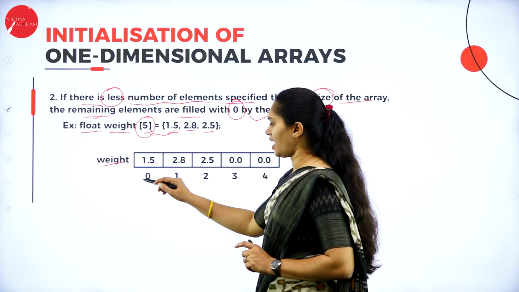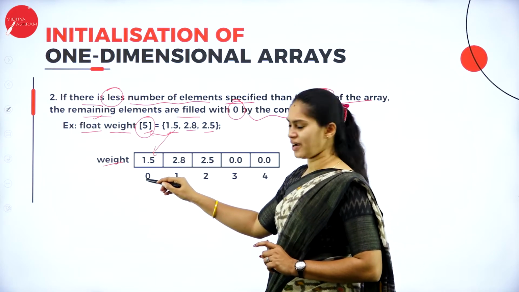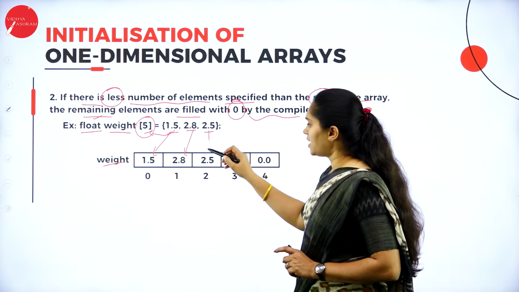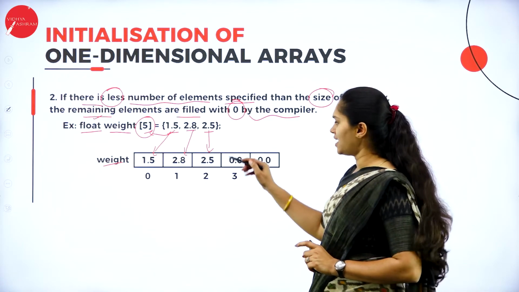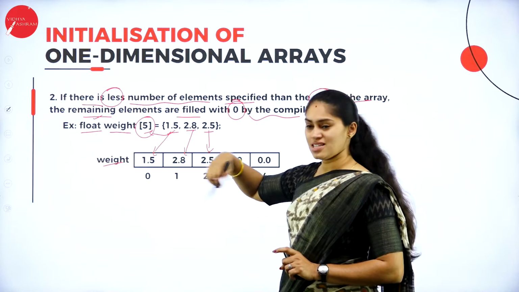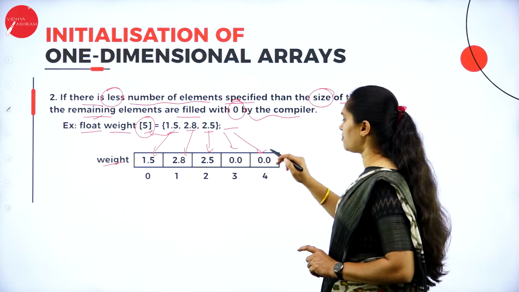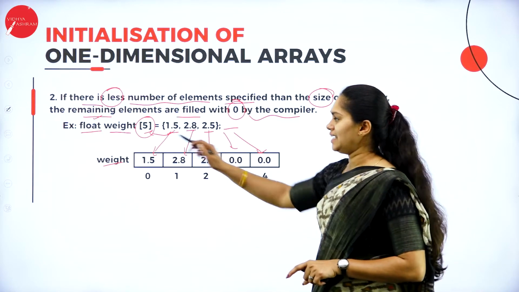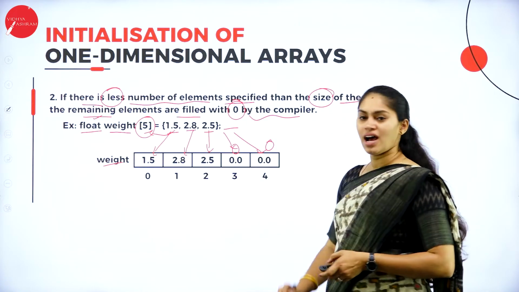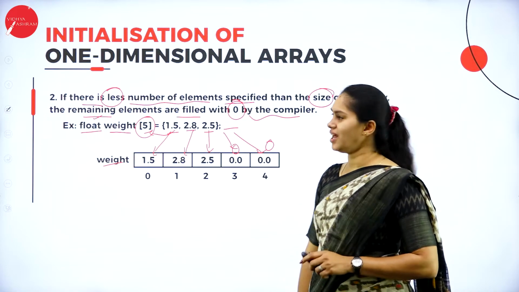So here weight, and weight of 0, 1, 2, 3, 4. The first element will be assigned to weight of 0, the second element 2.8 will be assigned to the first location or index, and 2.5 will be assigned to the second index, and we don't have further values or elements for the size. So here the size is more, but the number of elements is less. So the remaining values will be filled by 0. If I had used integer, then it would be 0, 0. But here we are using float. That's why it will be 0.0 and 0.0. This is another method to do the initialization of a one-dimensional array.